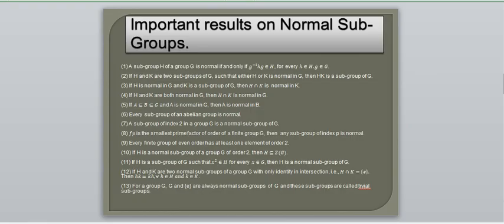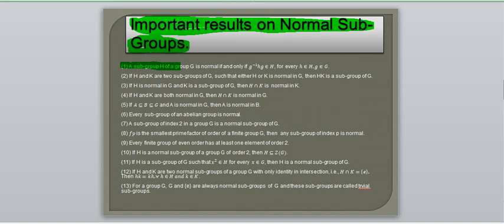Now we are moving on to our next part. We are going to learn about some important results on normal subgroups, some important points that will make a subgroup normal. First one: a subgroup of a group G is normal if g inverse h g belongs to H.